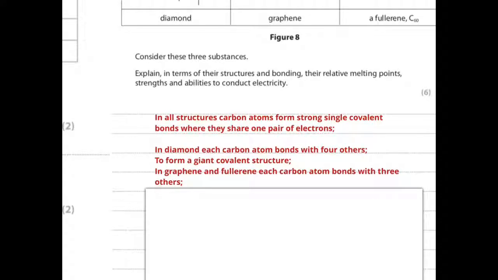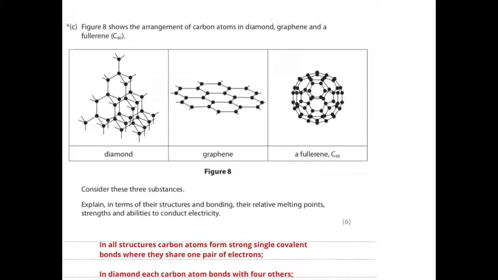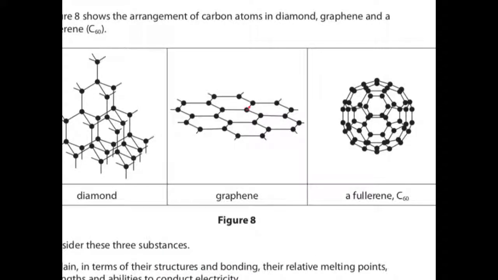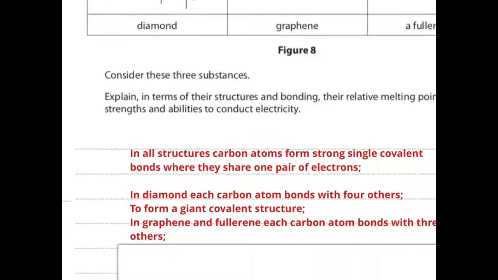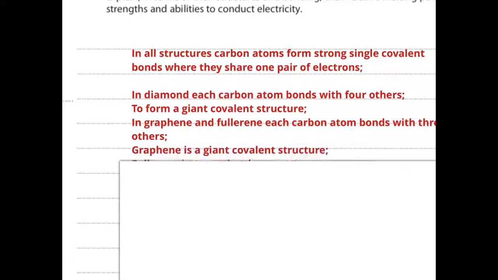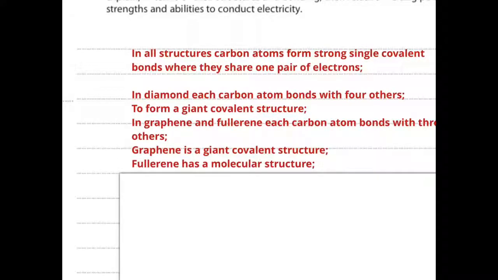In graphene and fullerene, each carbon atom bonds with 3 others. So have a look here. You can see 1, 2, 3, and here you've got 1, 2, 3. So diamond is the only one where the carbon atoms share 4 bonds. So graphene is a giant covalent structure, but fullerene has a molecular structure.